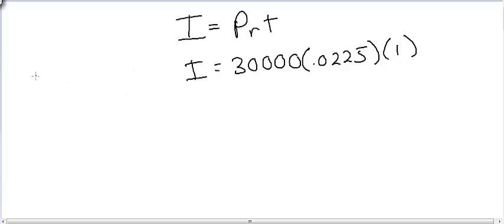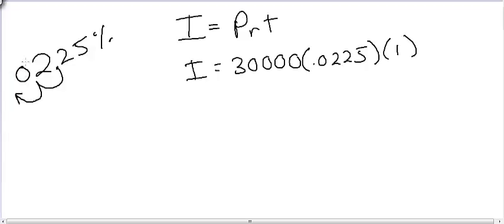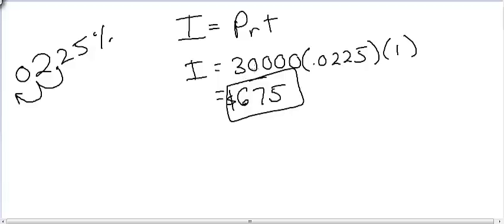And the reason is 2.25%. I need to change to a decimal, which means dividing by 100, and the effect of that is moving the decimal point once, twice to the left, which means I need a 0. So 0.0225. I'll put them into my calculator to find the amount of interest that I would earn, which in this case would be $675. And that would be my answer.